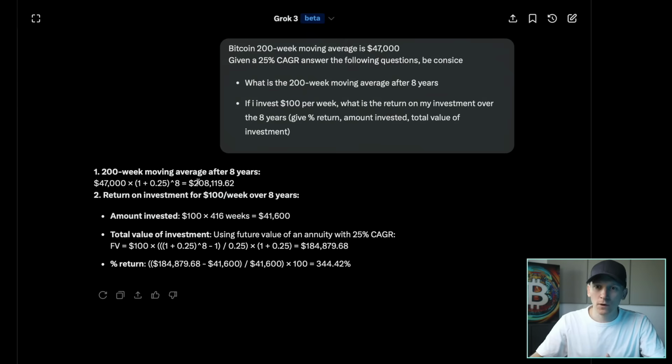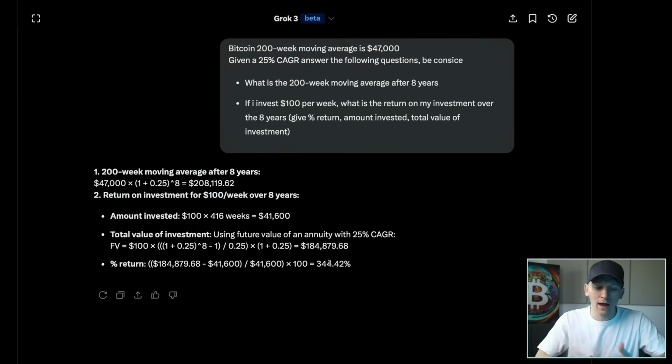Now, your investment cost basis is going to be different depending on if you're already invested in BTC and you bought at lower prices, or if you start a little bit higher. It's going to be more or less. And so what we can see here is the amount invested, $100 a week for 8 years. You've invested around $40,000. The total value of the investment is $180,000. You've invested 40, so call it $140,000 in actual growth and return, which is around 350%.